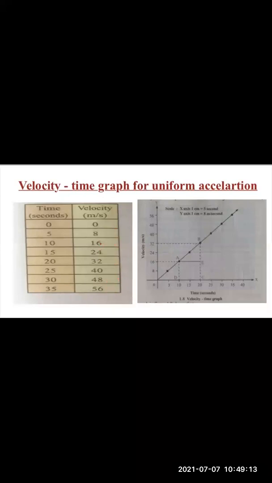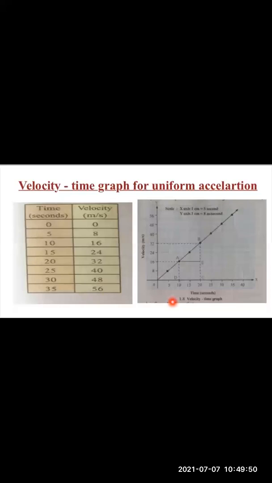Now, what we do over here is we plot a graph of velocity versus time. We plot velocity on the y-axis and time on the x-axis. Now you can see we have taken the same intervals of time and velocity on the graph itself. The time is varying as 5, 10, 15, 20, 25, 30, 35, and 40. Similarly, the velocity is varying in multiples of 8. So it is going to be very easy for us to plot the graph.